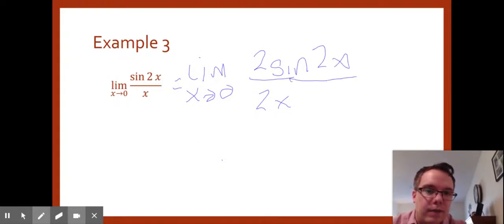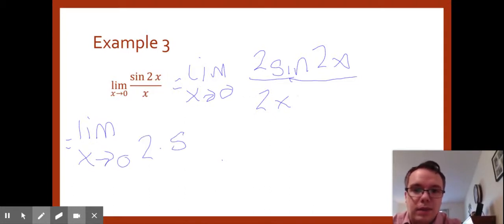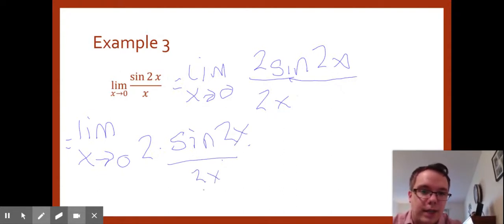And remember, the reason I have to multiply on both top and bottom is because I'm multiplying by that magical number, which is 1. So now I can rewrite this as the limit as x goes to 0 of 2 times the sine of 2x over 2x. Now that we have the sine of something over that same something, and we're taking the limit as x goes to 0, that limit will go to 1. So I actually get 2 times 1, which is 2.